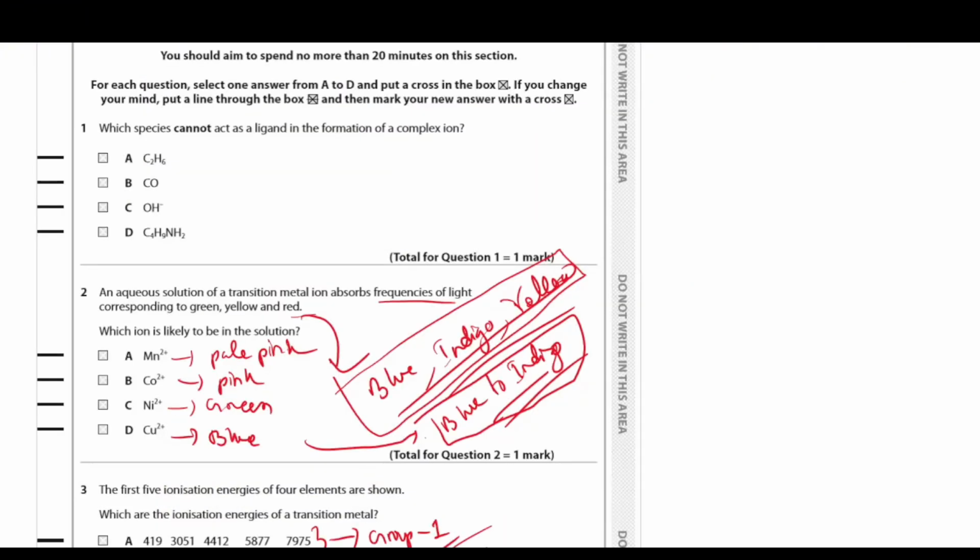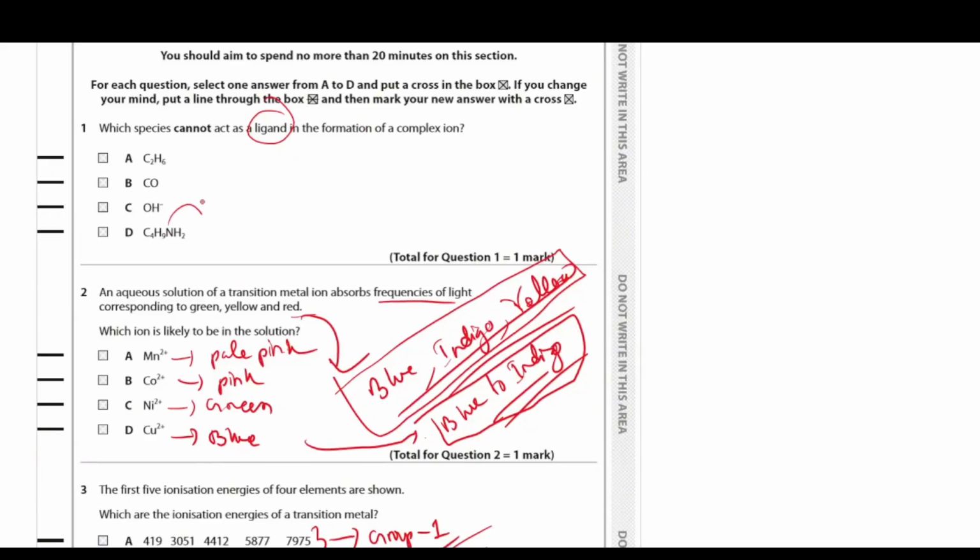Okay, so the first question says, which species can act as a ligand in the formation of a complex ion? A ligand is a species which tends to have a lone pair of electrons. If it does not have a lone pair of electrons itself, it won't be able to donate it to the central transition metal ion.